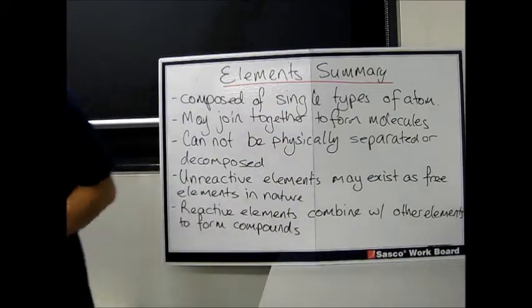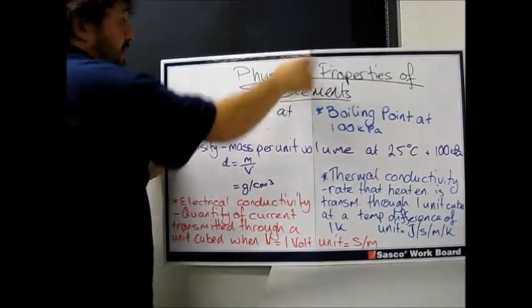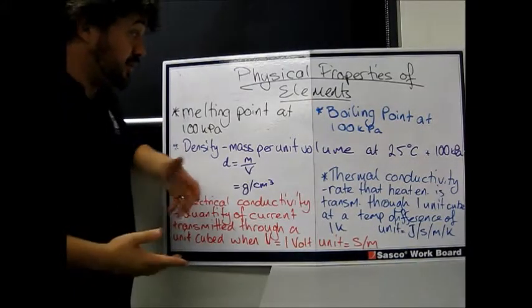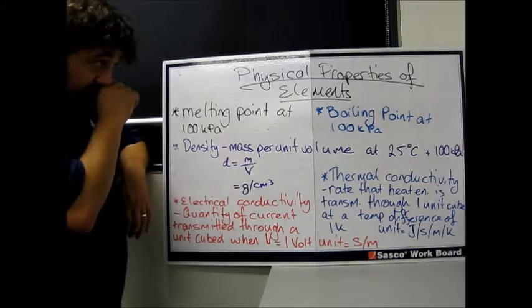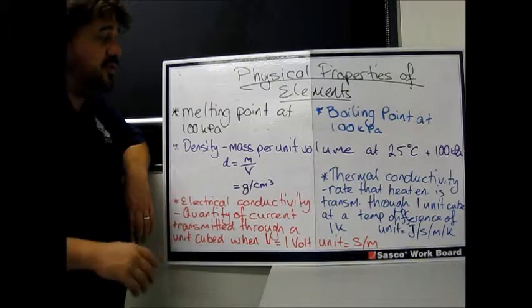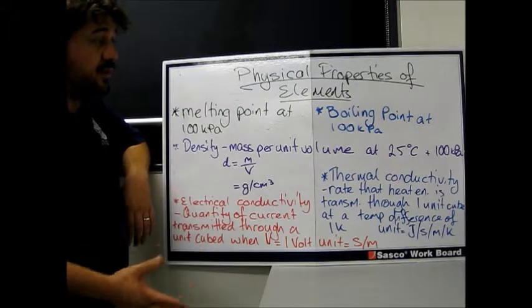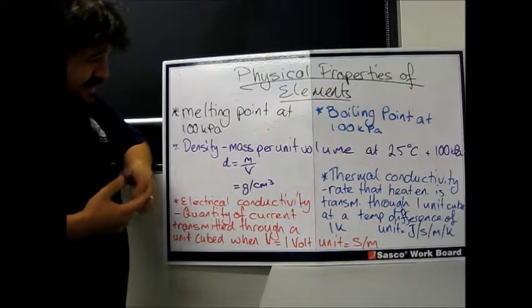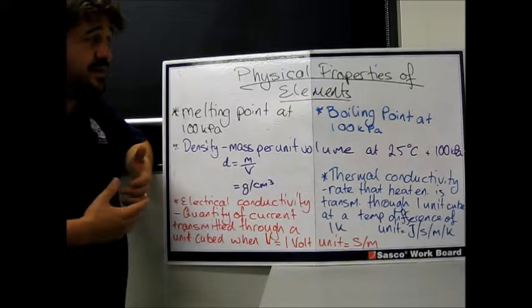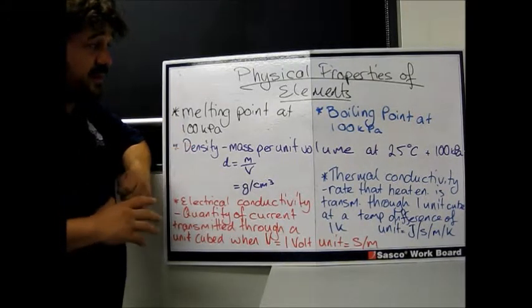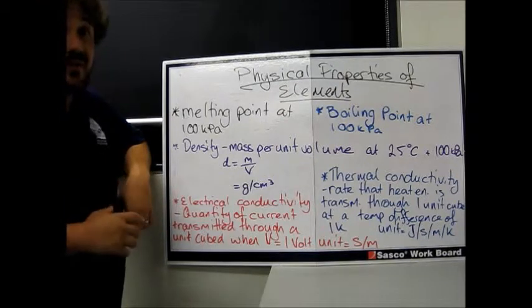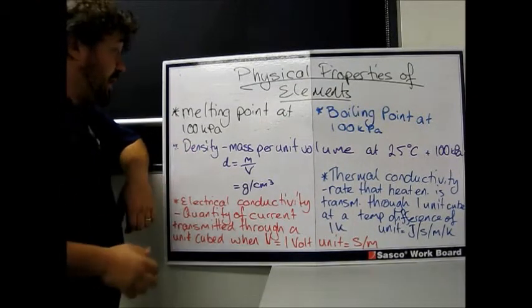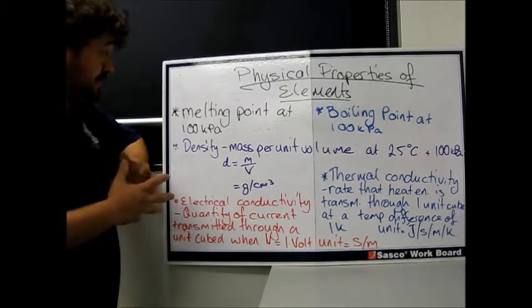All right. So let's have a look at the properties of elements that we are concerned with. If there's not enough information on here, feel free to look them up a bit more. So first we have melting point. These are all what we're concerned with at 1 atmosphere. So that's sea level, which is 100 kilopascals. That's the air pressure.